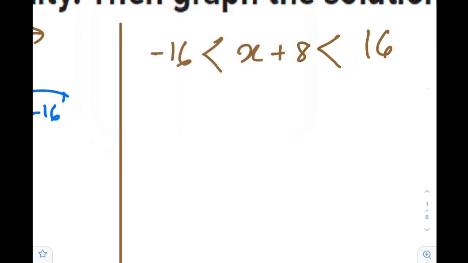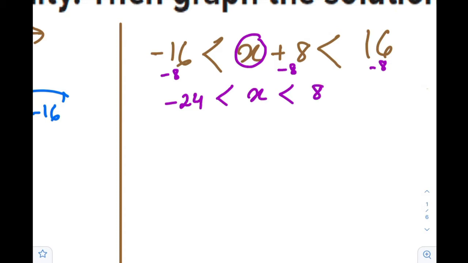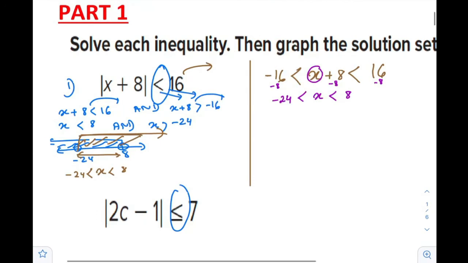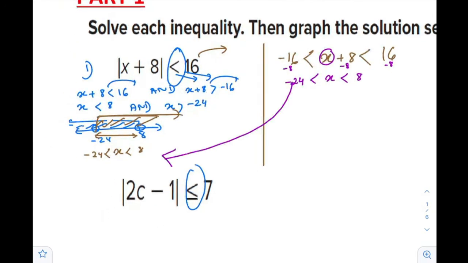So what shall I do? I want x alone. So I will subtract the 8 from all sides at the same time. So I will be left with negative 24 and here 8. It's exactly the one that I reached here using 3 steps. In one step, I'm getting the solution. So this is my solution. Simply, this is how I do it.